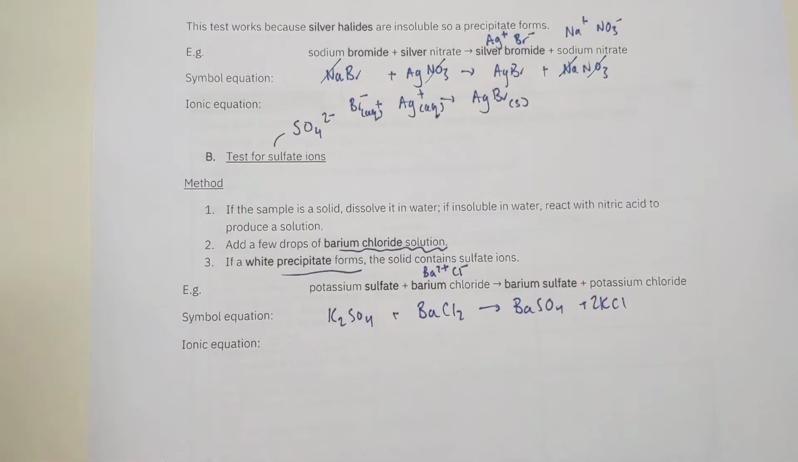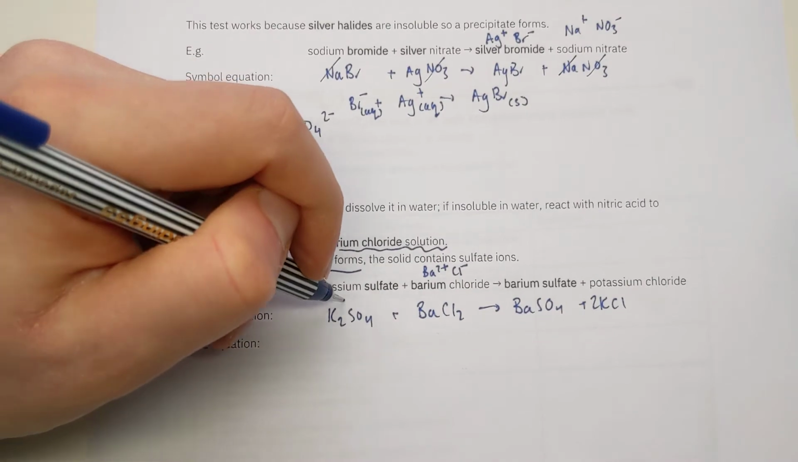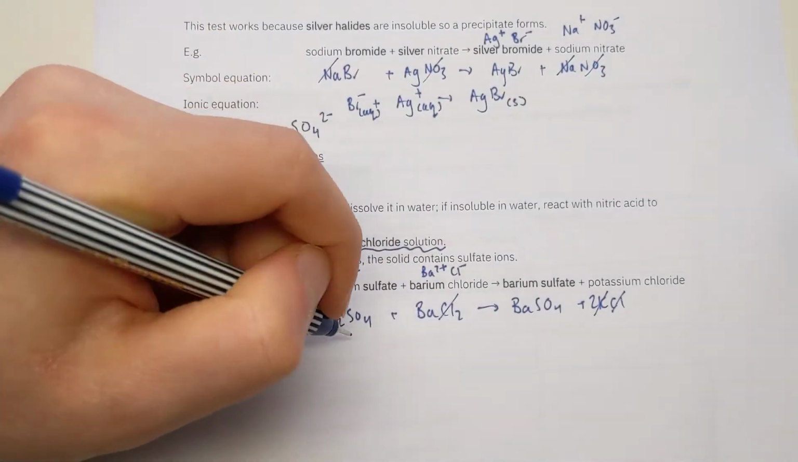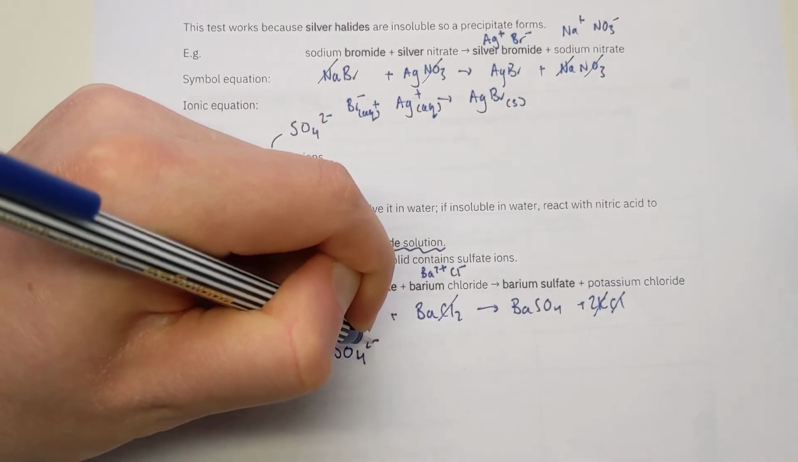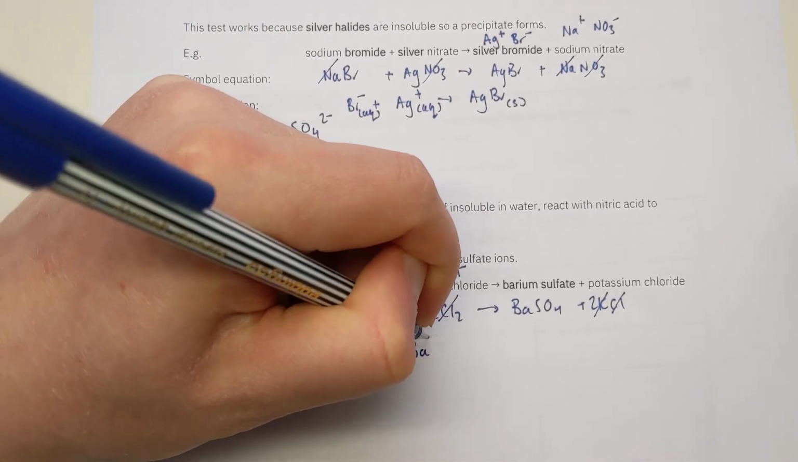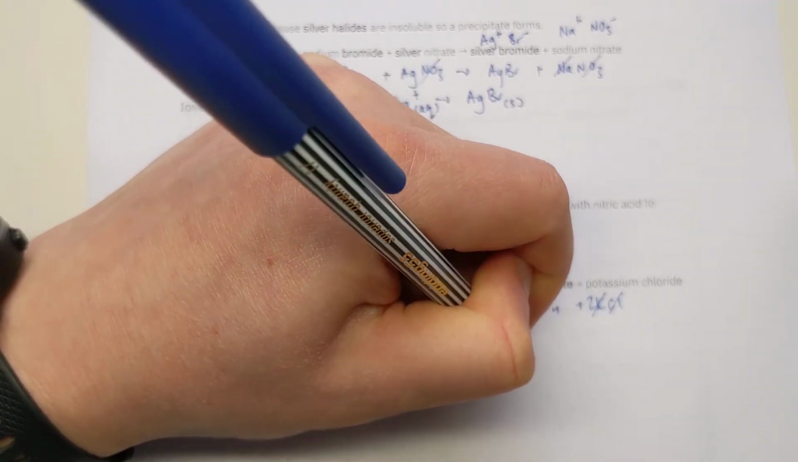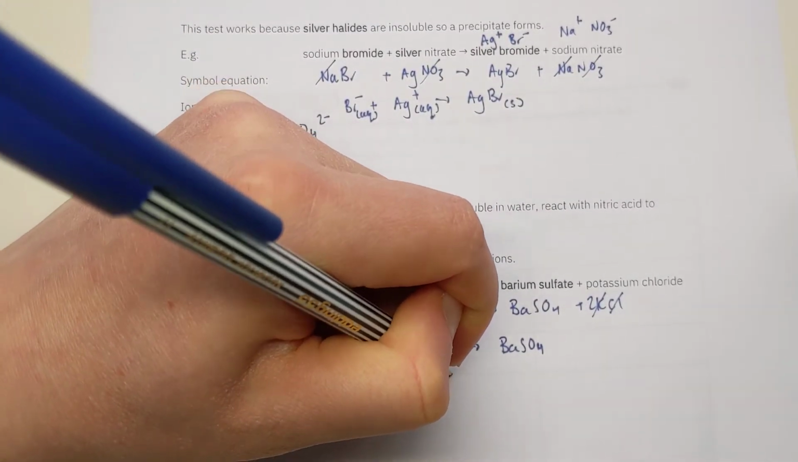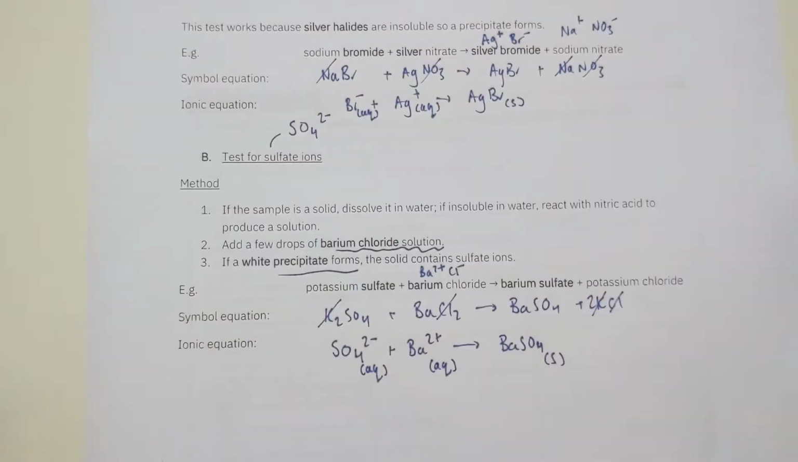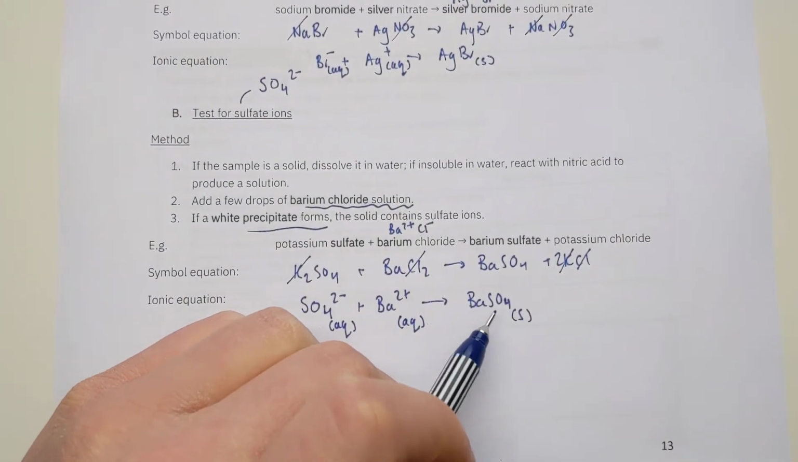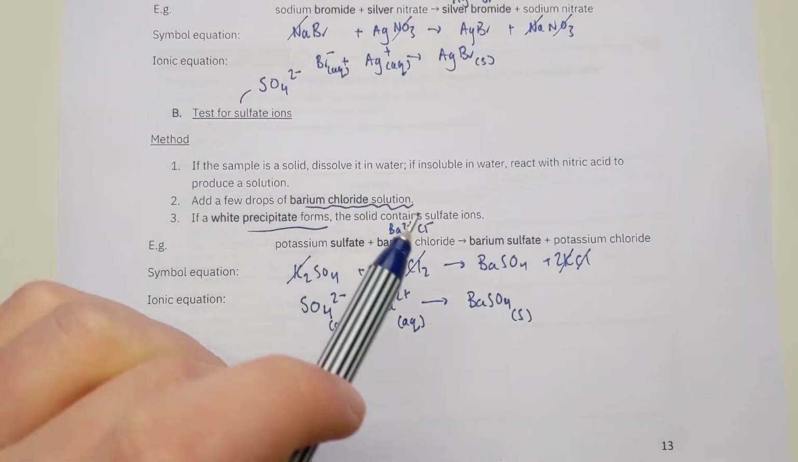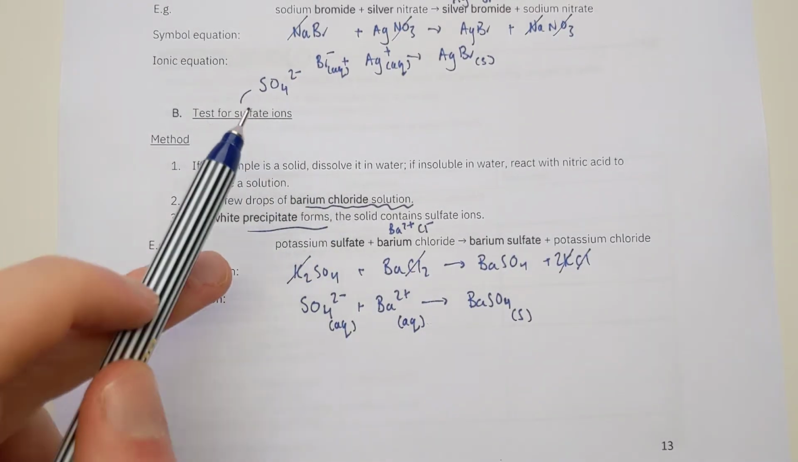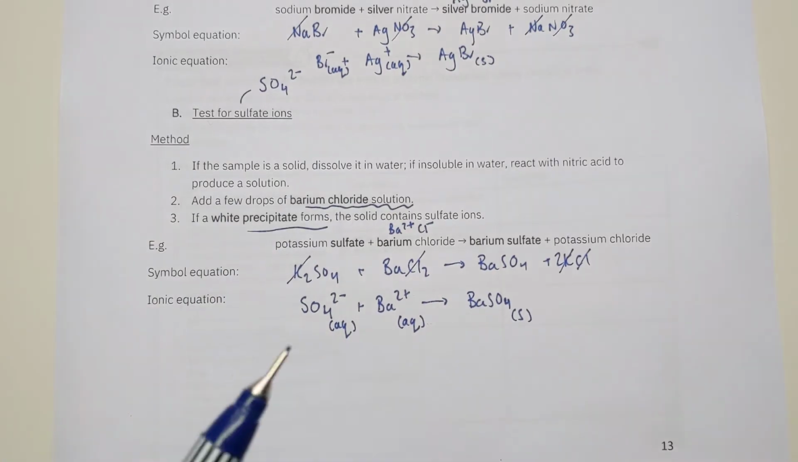Again, I can trim this down by taking away the spectator ions. The potassium isn't that important in this equation, nor is the chloride. They're kind of left over at the end. What I end up with is the sulfate ion, SO4 2 minus, plus a barium ion, Ba2 plus, because it's in group 2, forming barium sulfate. The sulfate ion is in solution. The barium ion is in solution at the start. It forms a precipitate because this is insoluble. It can't stay in solution when it joins together. Barium sulfate is a solid in water. Key thing is that barium sulfate looks white, so if I add barium chloride solution to sulfate ions and they're present, I will form a white precipitate of barium sulfate.